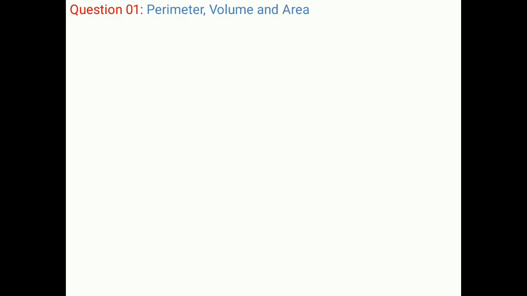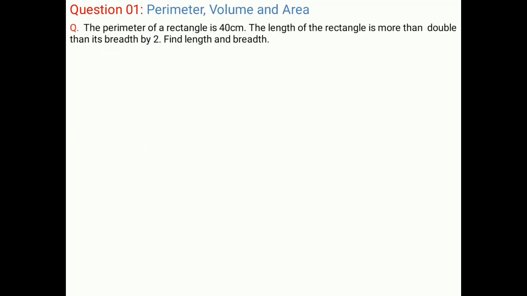My first question is on perimeter, volume and area. The question reads, the perimeter of a rectangle is 40 cm. The length of the rectangle is more than double its breadth by 2. Find length and breadth. Now the question states two distinct conditions. The first condition being that the perimeter of the rectangle is 40 cm and the second condition being that the length of the rectangle is more than double its breadth by 2. Now let's try and solve this problem.